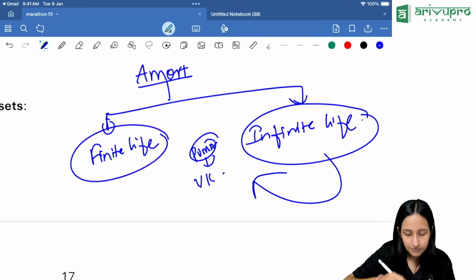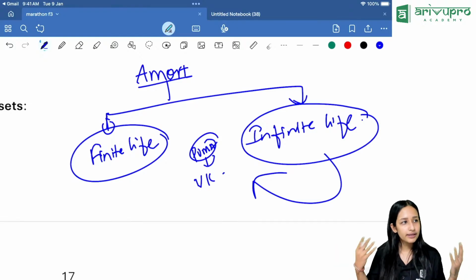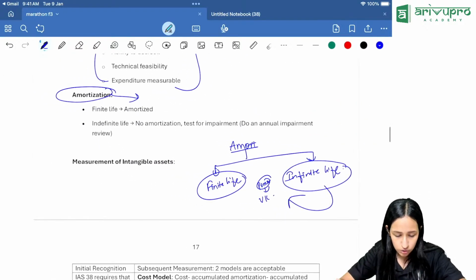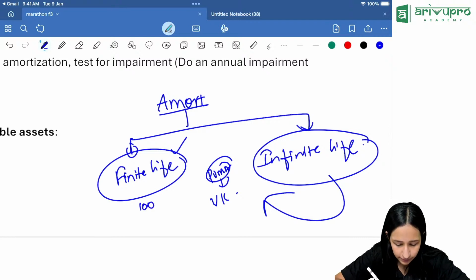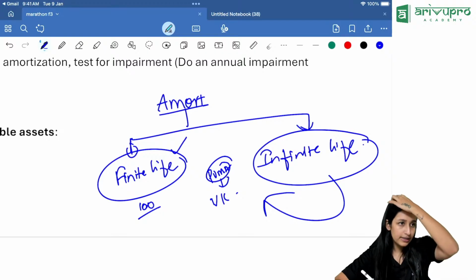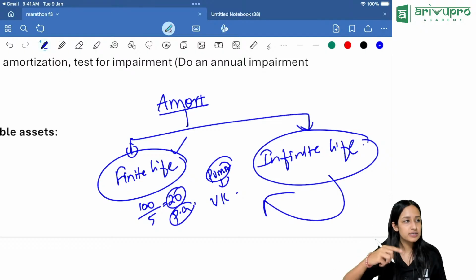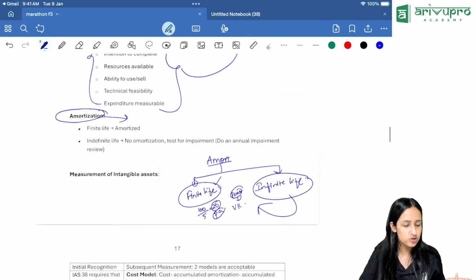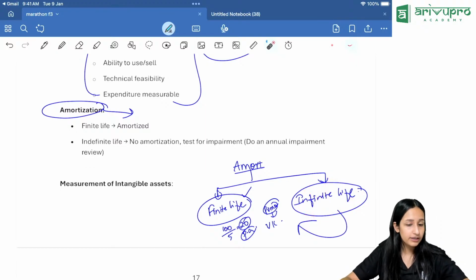But finite life is something like normal patent. If we are getting a patent for our product, we will know this patent is going to be for 5 years. Then that's a finite life. That's it. Okay, that's the difference. Right. So now whenever there is finite life, you can easily amortize it. For example, let's say for patent, we spent $100 and that's going to last for 5 years. So that's going to be 20 per annum is going to be our expense according to amortization. But for infinite life, we cannot do anything because we do not know how many years it's going to function, right? So that's why we do not amortize infinite life intangible assets.